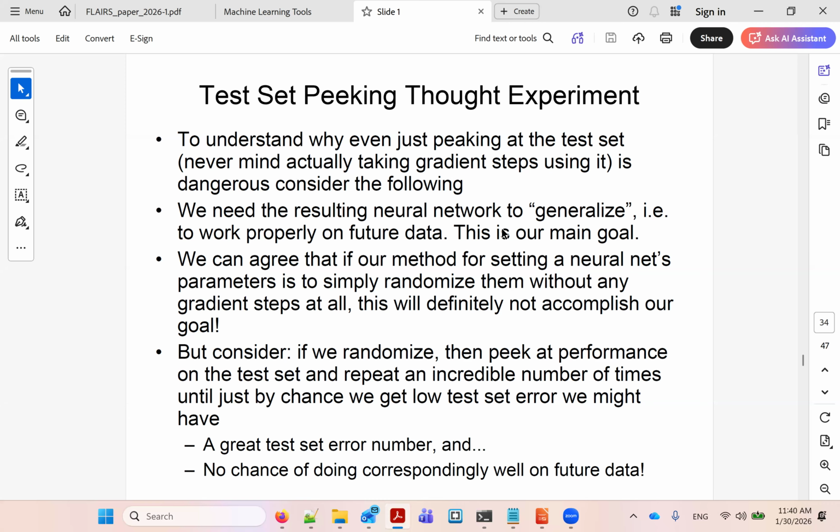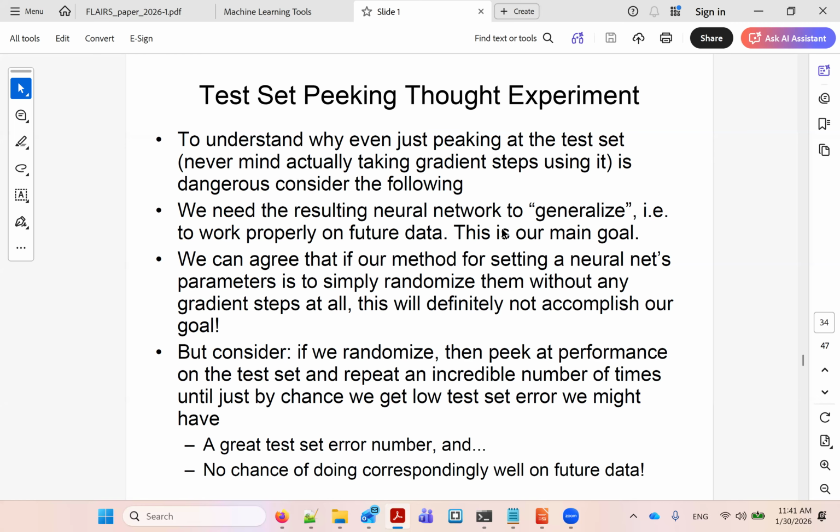Now, this seems like it's probably not going to accomplish the goal of doing well in the world of data, but I'm going to do a little more than that. I'm not just going to randomize it once. I'm going to randomize the neural net, then peek at the test set and look at the performance. And I'm going to randomize it again and peek.